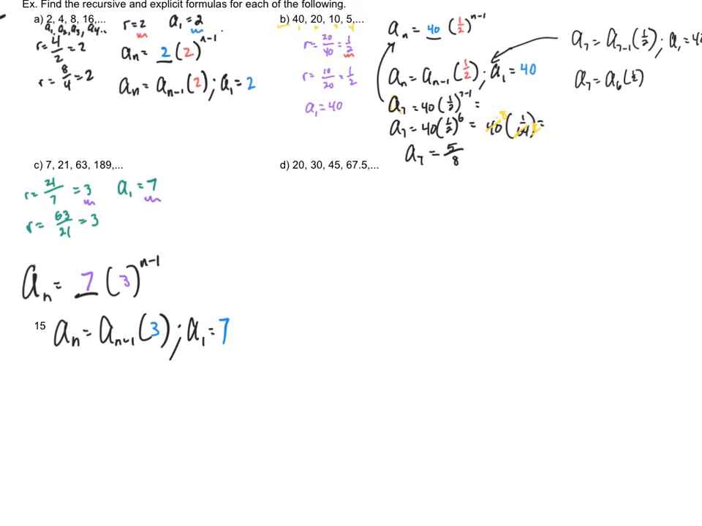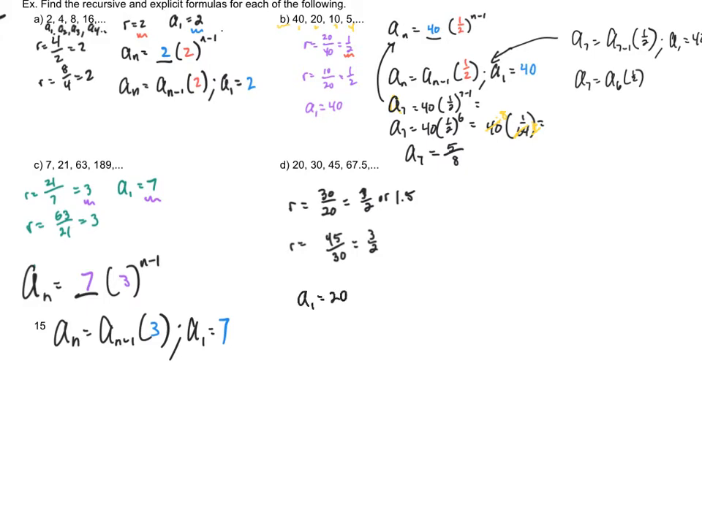And next we have, let's see here, R is equal to 30 divided by 20, and that is going to be 3/2, or 1.5. And then also we have 45 divided by 30, which is going to be, again, 3/2. And then A1 is going to be equal to 20.